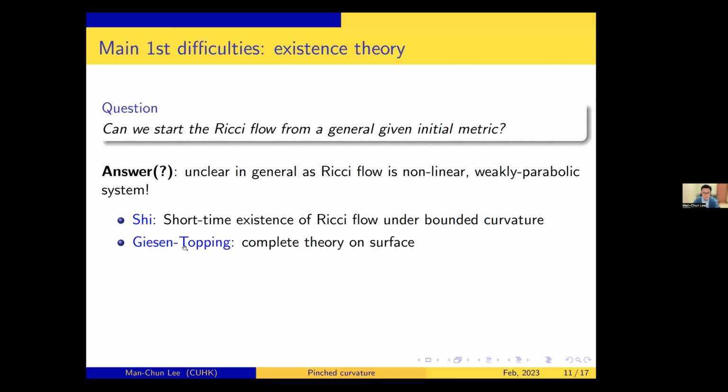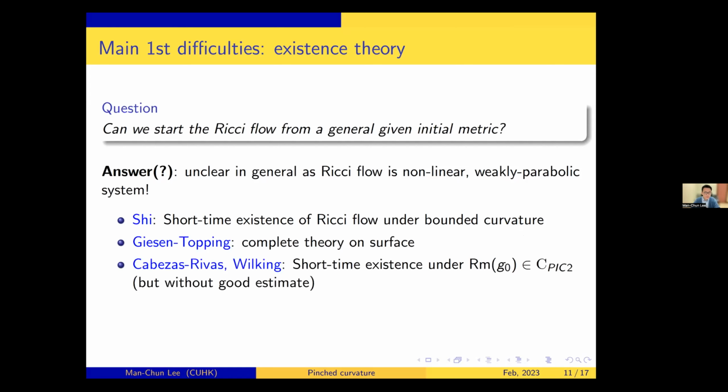And Zhouping and his previous student have a complete theory on Riemannian two-dimensional manifolds. When the dimension is two, everything is known. But this is hardly generalized to higher dimension because they make use of conformal structure. They make use of the uniformization theorem of Riemann surfaces.